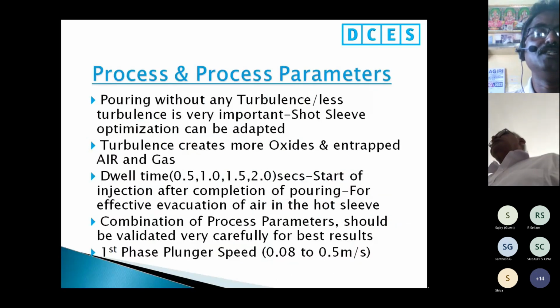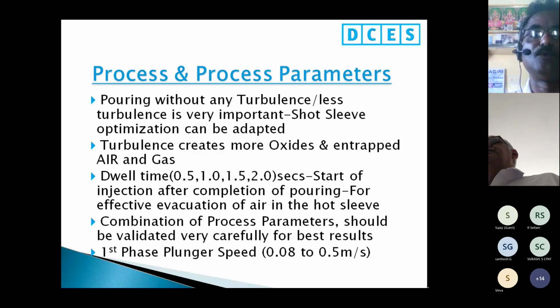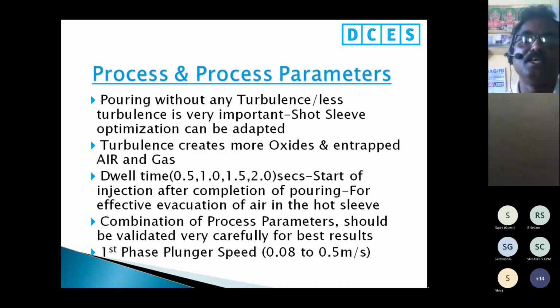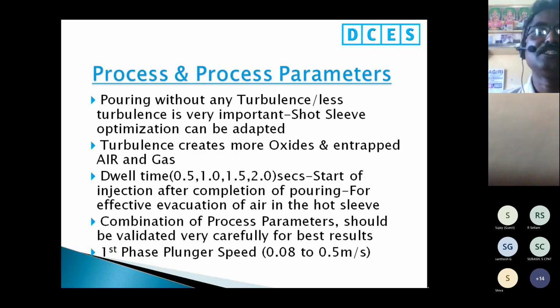In the start of the first shot, the pouring should be without any turbulence. Less turbulence is very important in the shot sleeve, so shot sleeve optimization can be adapted. For example, when the operator pours by hand, it will always create some turbulence and capture some air. So the operator has to take care and be trained properly to pour the material without any turbulence. But it can be done by the auto ladle. The turbulence creates more oxides and entraps air and gas.